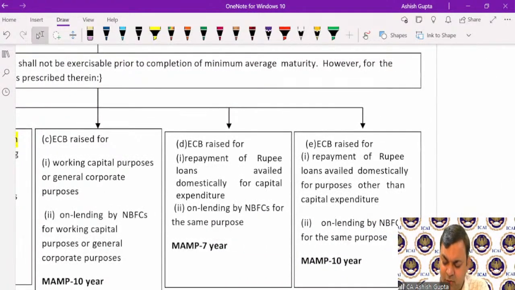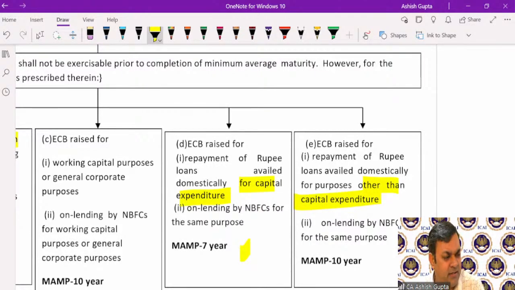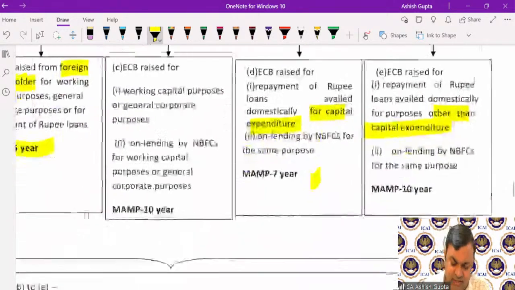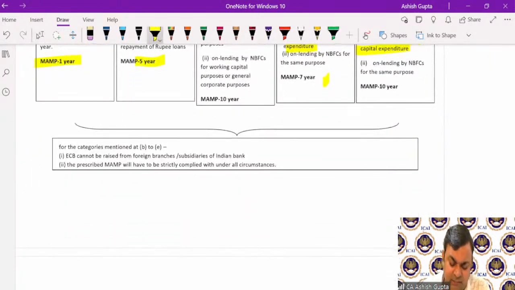Now, what is the difference in all 3 points? That point talks about the repayment of the fourth and fifth points. For capital expenditure it's 7 years, and for other than capital expenditure, meaning some corporate general purpose, then it's 10 years. Right? For the category mentioned at B2E, ECB cannot be raised from foreign branches or subsidiaries of Indian banks, or the prescribed MAMP will have to be strictly complied with under all circumstances. I think that is all clear.